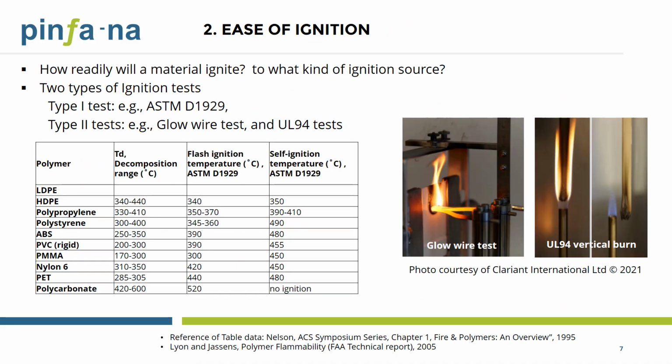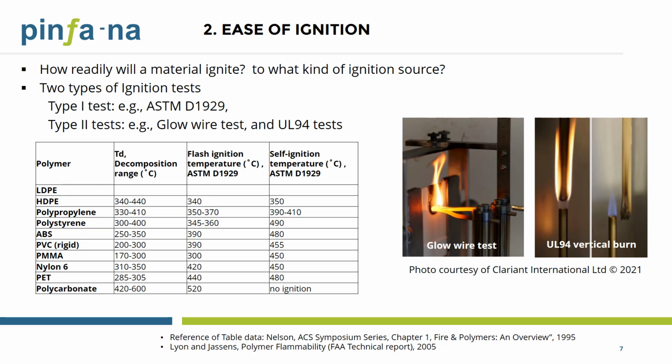Ease of ignition. Ignition is the starting point of any fire process, which requires all three fire elements. How readily will a material ignite? To what kind of ignition source? Is that a cigarette, overheating electrical device, or large open flame? There are two major types of ignition tests. Type 1 ignition tests measure onset temperature or onset time or critical heat flux for a material to reach ignition point under specific test conditions.